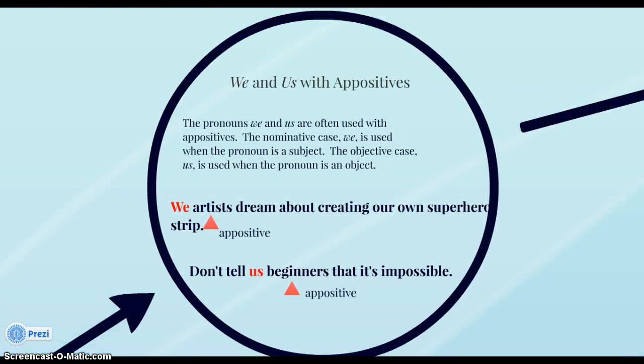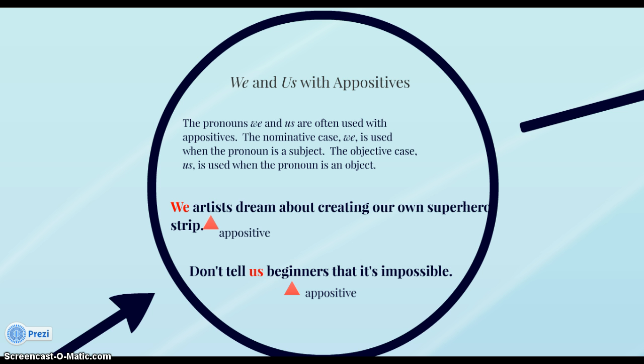When you have to decide whether you should use we or us with an appositive, it can be very complicated. You use the nominative case, we, when the pronoun is a subject. But if the pronoun is an object, you use the objective case, us. So let's take a look at some examples. We artists dream about creating our own superhero strip. We're going to use we in this sentence because we is being used as the subject. And you also notice that artists is the appositive. It's giving more explanation about the pronoun we.